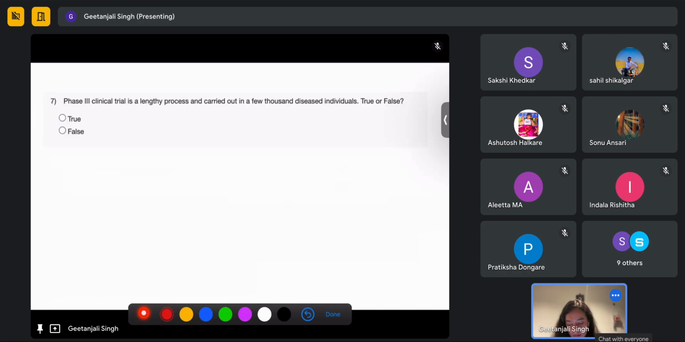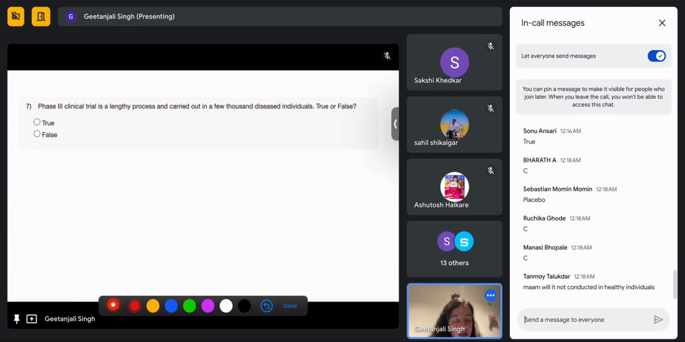I'm sorry, to move back to the last question. I have a question in the chat box. Will it not be conducted in healthy individuals? No, phase 3 is not conducted in healthy individuals. Phase 1 is where they generally do the healthy individual test, where they are volunteers. In phase 3, they conduct this study among diseased people. That's like the final thing before sending the drug to market and for further approval from the FDA. So no, phase 3 is not for healthy individuals.